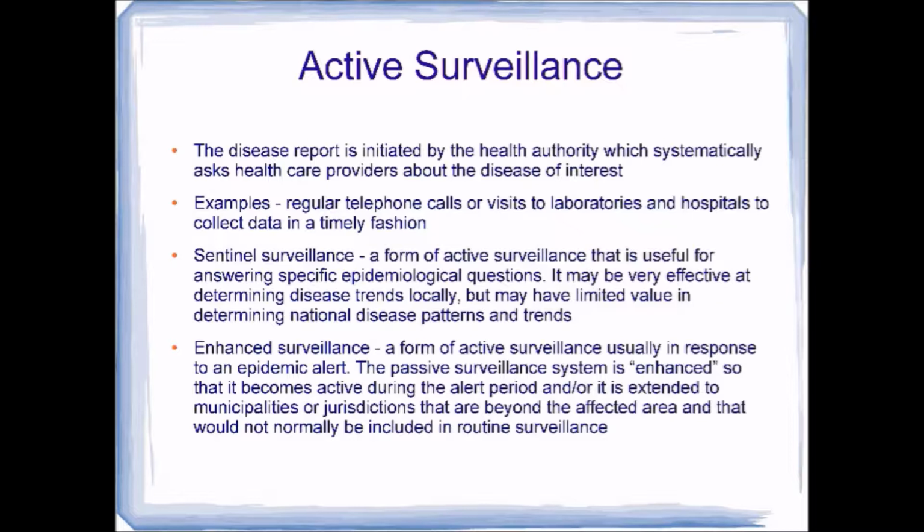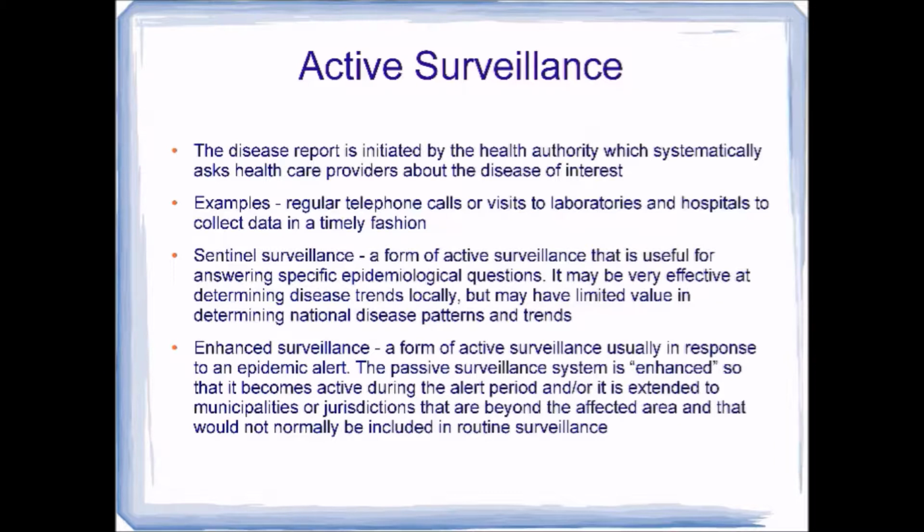Sentinel surveillance, or the study of disease rates in a specific cohort, geographic area or population subgroup, is a form of active surveillance that is useful for answering specific epidemiological questions. It may be very effective at determining disease trends locally, but because sentinel sites may not represent the general population or the general incidence of dengue, they may have limited value in determining national disease patterns and trends. Sentinel surveillance may also be used to detect a first case, such as testing for dengue in a neurology ward, to detect cases of dengue-related neurological disease, or post-mortem testing for dengue-related deaths.